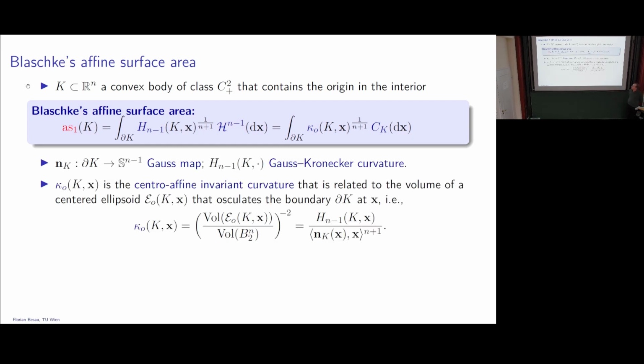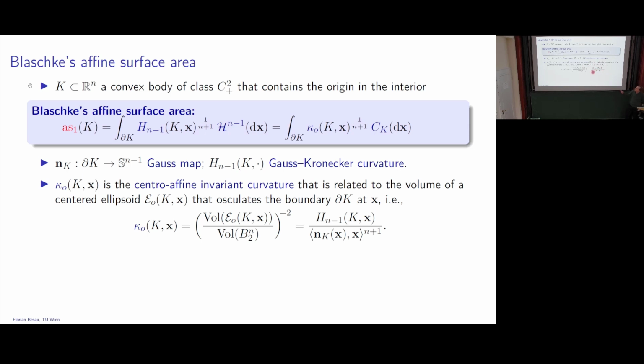So to be a bit more precise here, with h_{i-1} here, we denote the Gauss-Kronecker curvature, and when we drop the regularity assumptions on K, we then use the so-called generalized Gauss-Kronecker curvature, which still can be defined almost everywhere on the boundary of K. And the centro-affine curvature, well, you can define it using ellipsoids that osculate, so touch to second order your convex body from the inside. And you can also express it with these Euclidean terms.